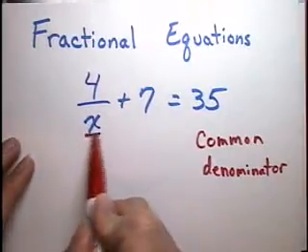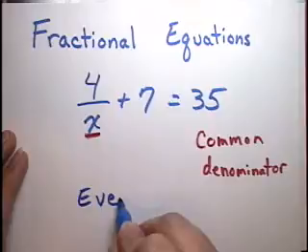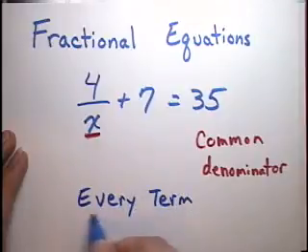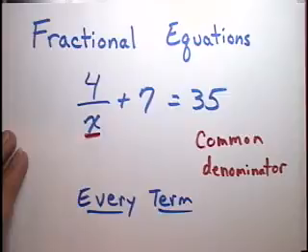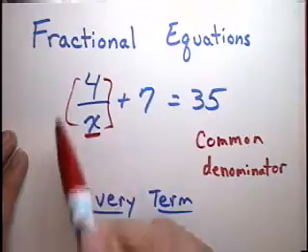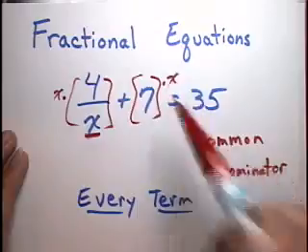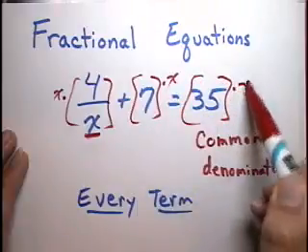So in this case, I only have one fraction, and it has an x in the denominator. When there's only one fraction involved, the common denominator is the denominator of that fraction. So my common denominator is x. What I'm going to do is multiply every term of the equation by the common denominator, which means I'm going to multiply this 4 over x by x. I'm going to multiply this 7 by x. And I'm going to multiply this 35 by x.